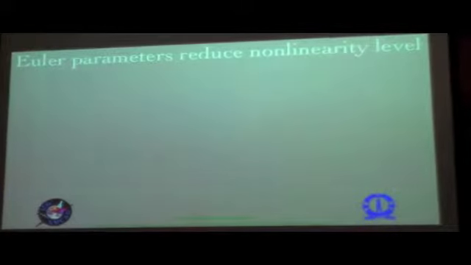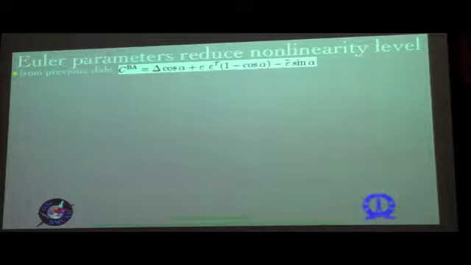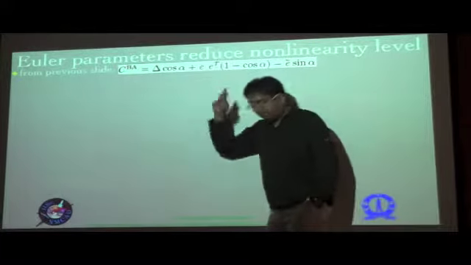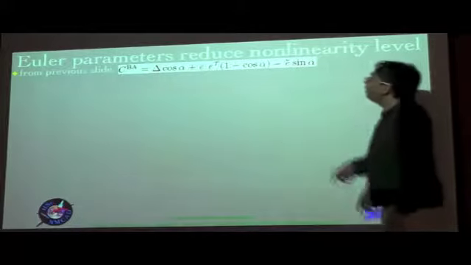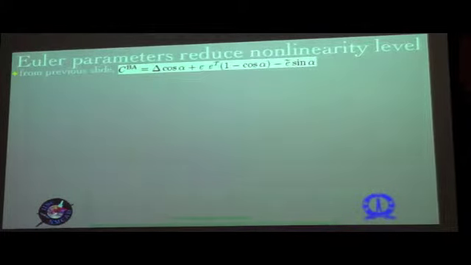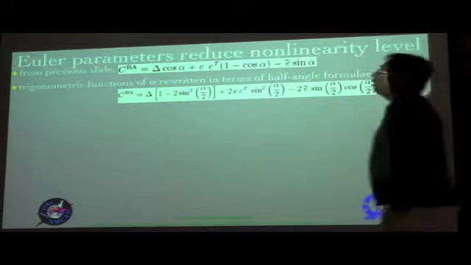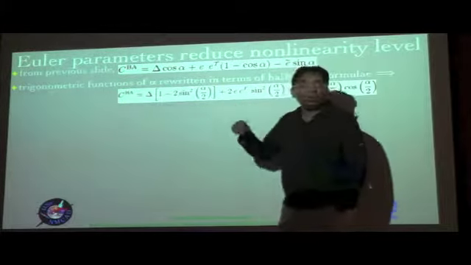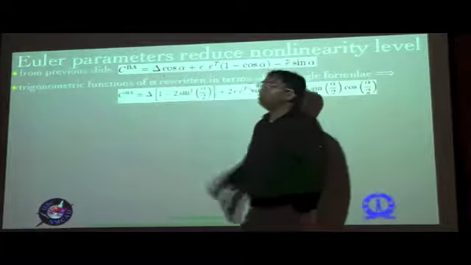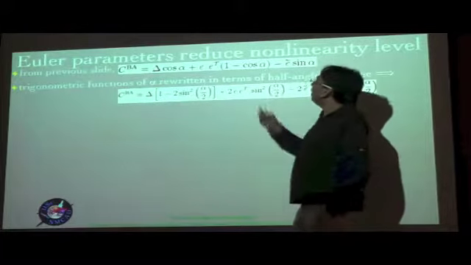Okay, let's see the fact that the Euler parameters, when they are used, reduce the nonlinearity level. Okay, let's see how that is done. So from the previous slide, I just repeat this equation of the direction cosine matrix in terms of the E and the alpha. Now we introduce certain trigonometric manipulations, we'll use the multiple angle formula.